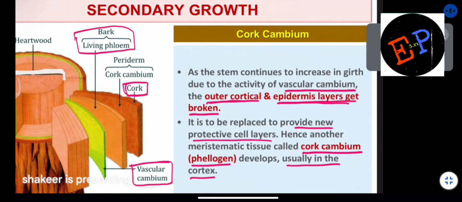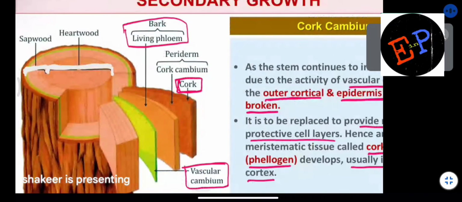And where is this cortex? Inner layer to epidermis is called cortex. So in the cortex, another layer called cork cambium develops to replace the broken cells. Are you able to understand ma? So that is the function of cork cambium. So see ma, here this is the cork, no? And inside the cork, you will find cork cambium. That is the next layer of cork, called cork cambium. Okay, that's it.